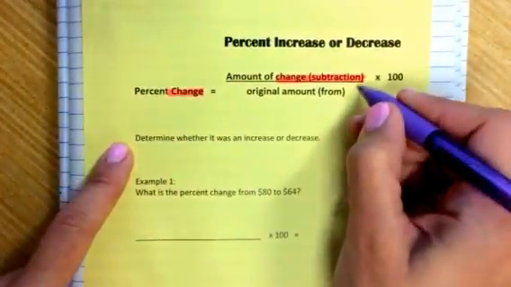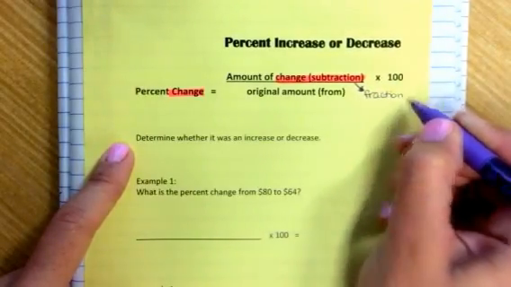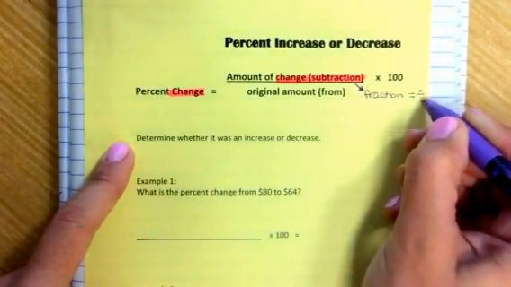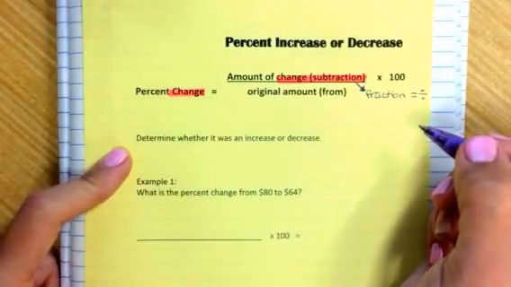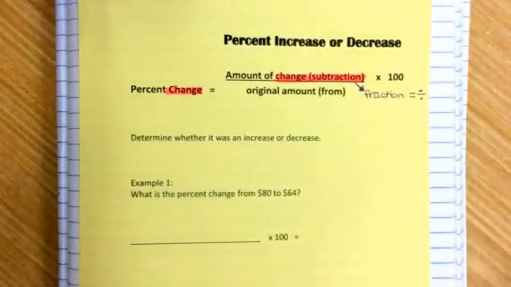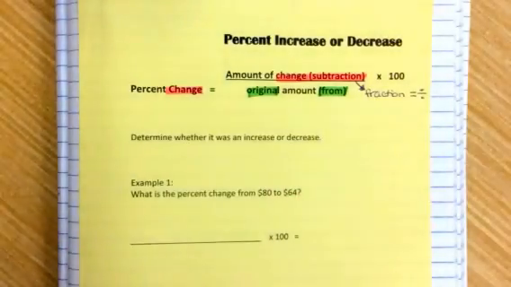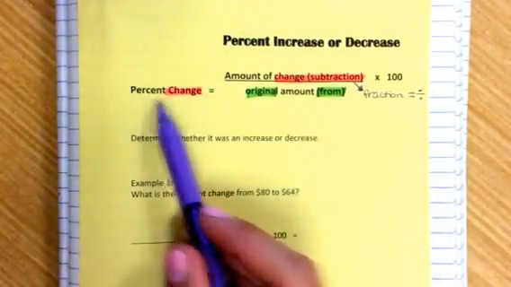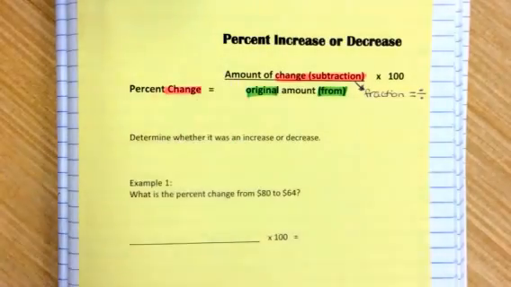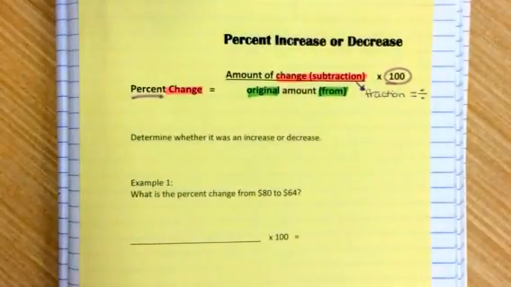Afterwards, you're going to divide. Remember that fraction bar equals division, right? So that's our next step. We divide by the original amount. The original amount is usually the number that has the word from next to it. And since I'm looking for a percent, when we do this division, we will get a decimal. So since we're looking for a percent, that's why we multiply by 100.